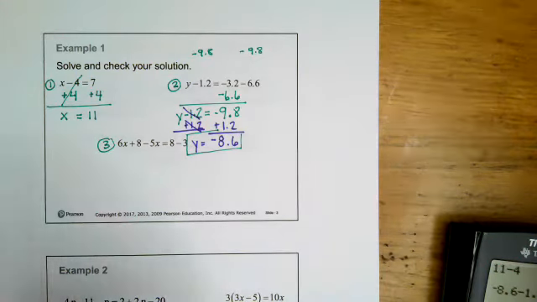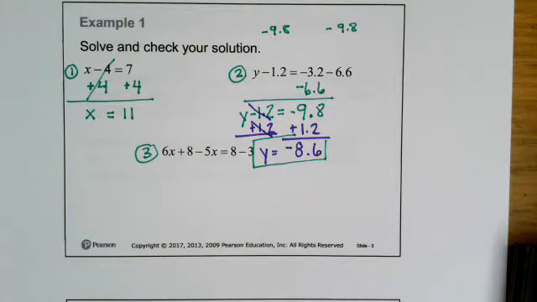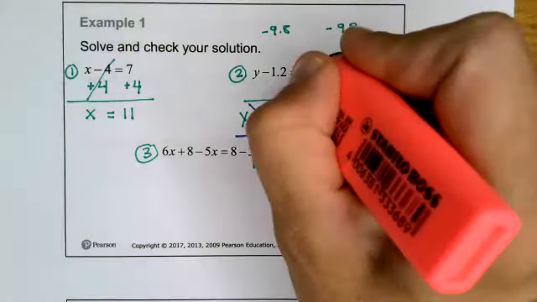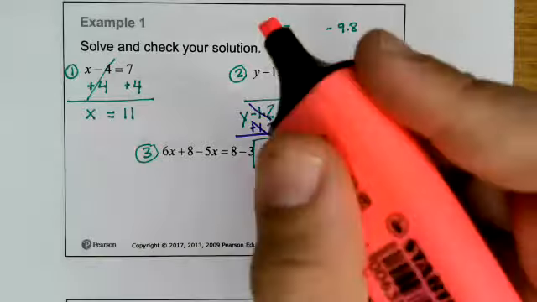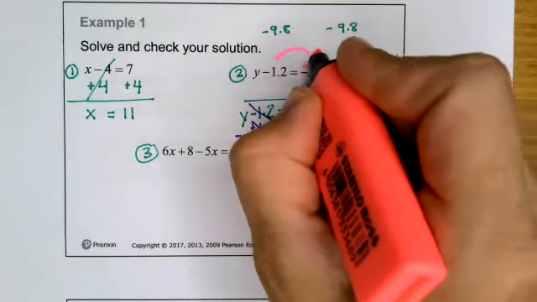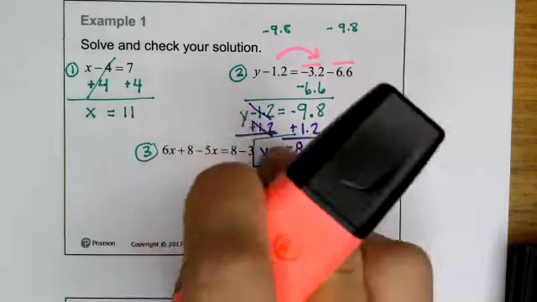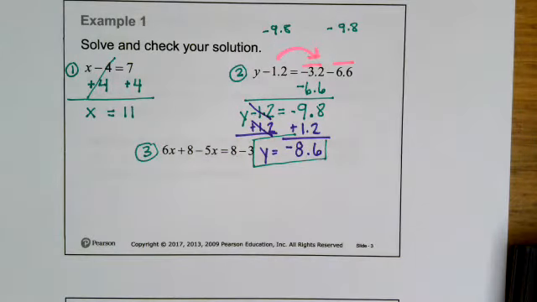All right. Do you see any like terms? Here, our like terms were negative 3.2 and negative 6.6 because neither of them had y. And then we moved this over because it was actually also a like term. So now, before you move anything, do you see any like terms?